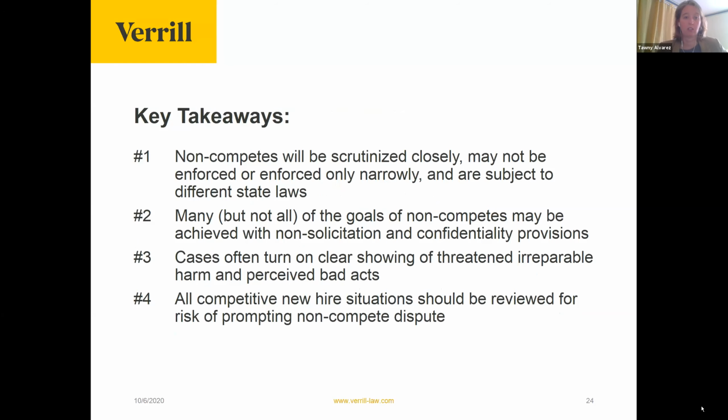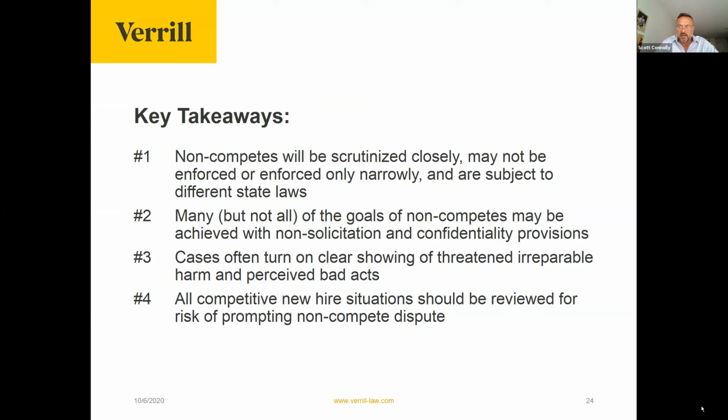We've got one final slide. And we want to leave you with some key takeaways from today's presentation, and obviously that will be that non-competes will be scrutinized closely by the courts, and may not be enforced or enforced only narrowly, and to be advised about changes in state law.